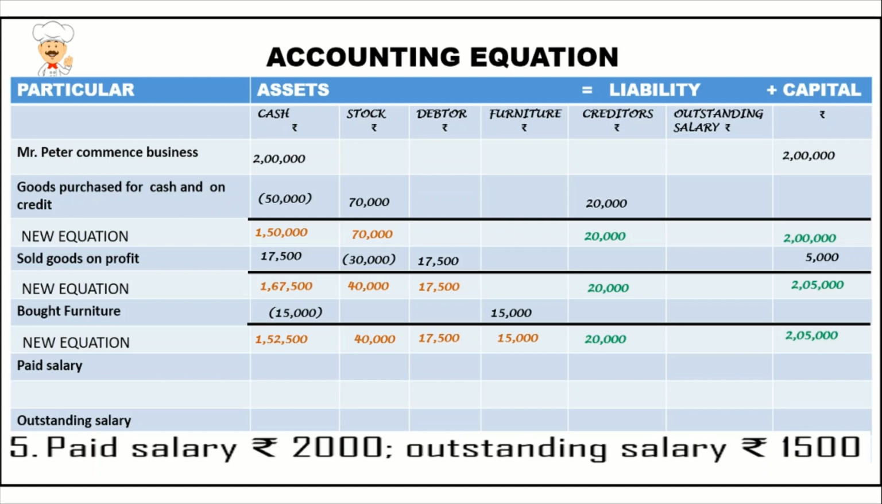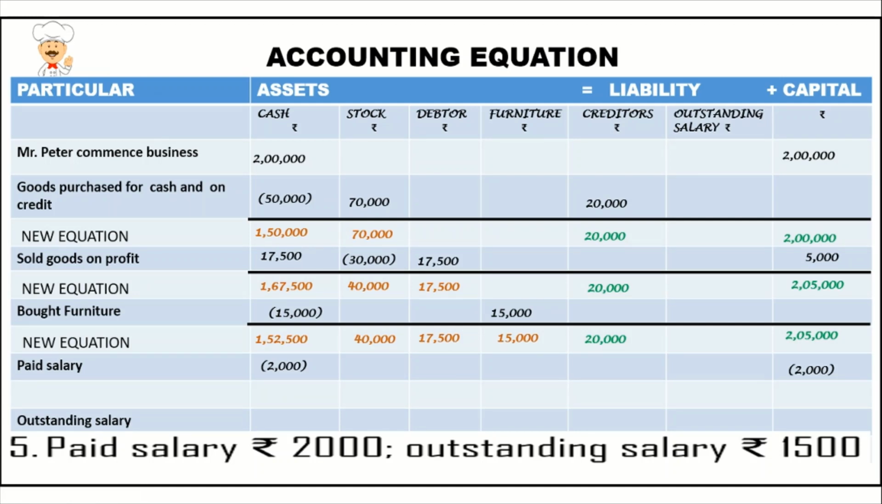Moving to the next one, paid salary rupees 2,000 and the outstanding salary is rupees 1,500. I've shown it in two different ways. If I see here, the total expenses are 2,000 plus 1,500, 3,500. If I'm showing it separately, then I'll take paid salary first. Paid salary is an expense and also the cash is out. So as cash has gone out, minus cash, and as an expense, this will affect your capital account, the proprietor's capital account. So expenses, losses, income and profits are recorded in the capital account.